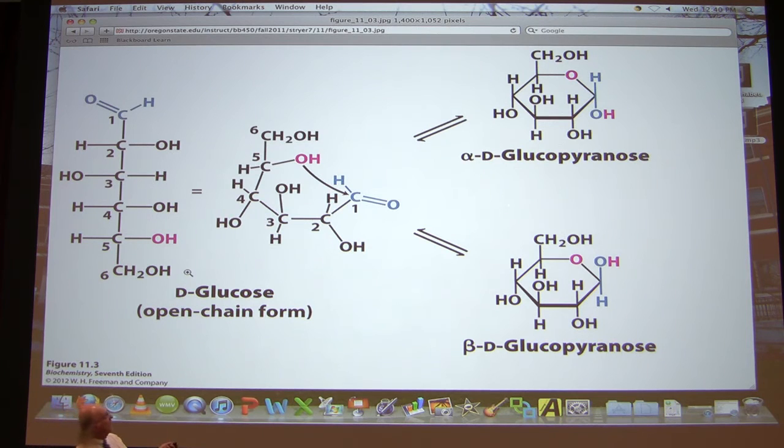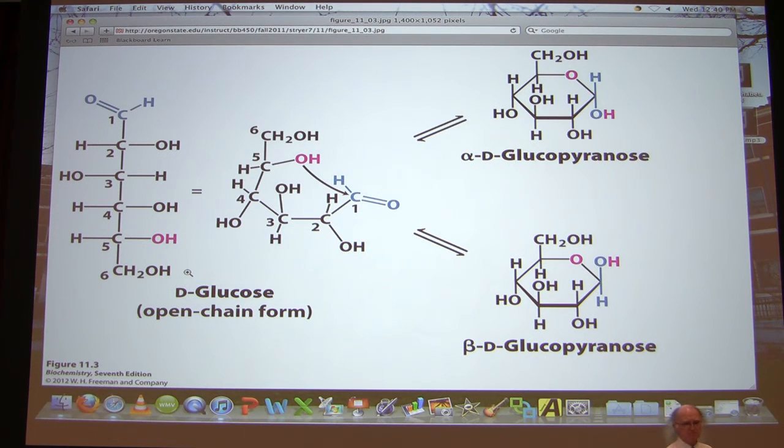Okay, so we have a glucopyranose here, alpha versus beta. Yes, Shannon. So is an anomer also an epimer? Technically it is, but we don't tend to use that term for that. We use epimers as other than the anomeric carbon.